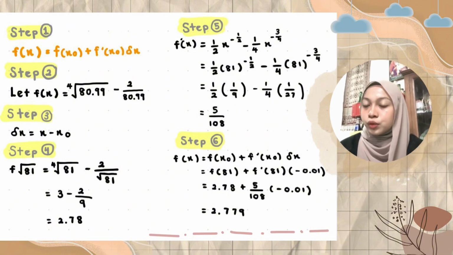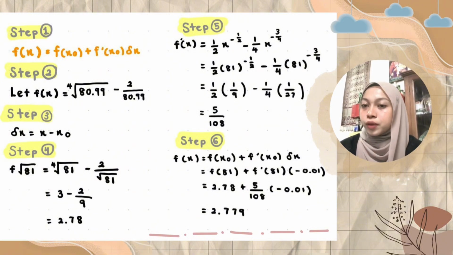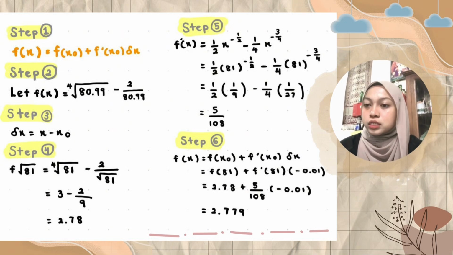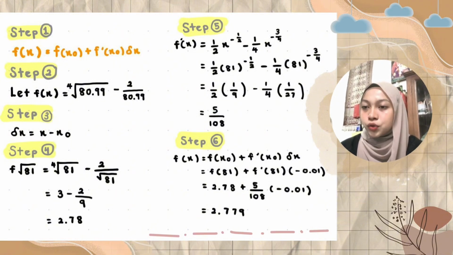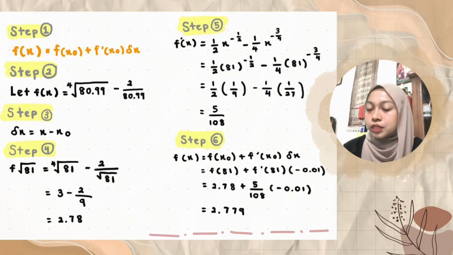In the last step, we use the linear approximation formula, where we compute with the values that we calculated in step 3, step 4, and step 5. For f(81), we get 2.78, f prime of 81 is 5 over 108, and from step 3, where x minus x0, x is 80.99 and x0 is 81, so we get negative 0.01. Next, we calculate using the calculator: 2.78 plus 5 over 108 multiplied by negative 0.01. So the final answer is 2.779.